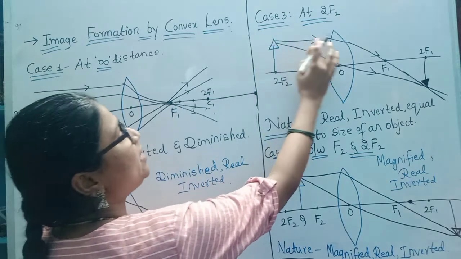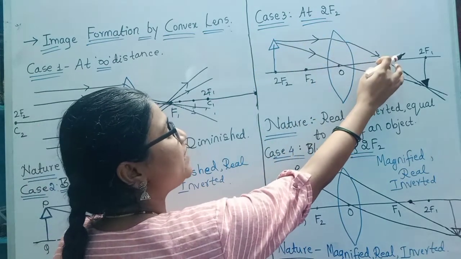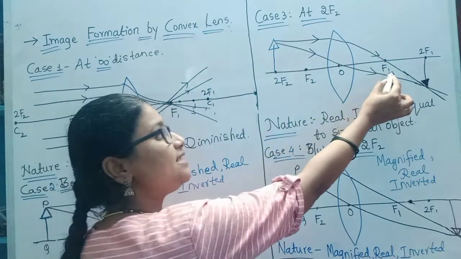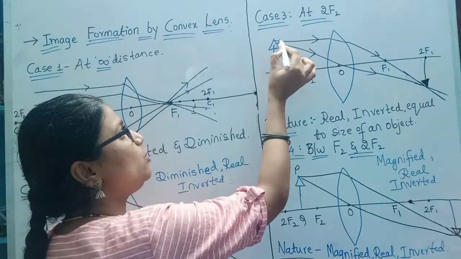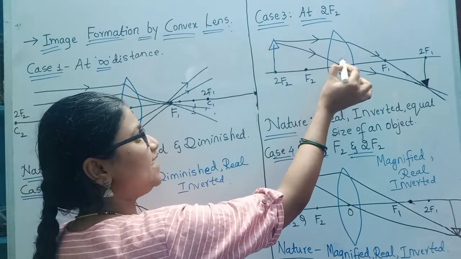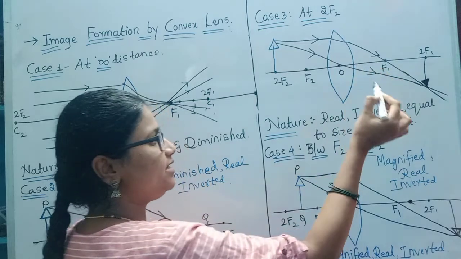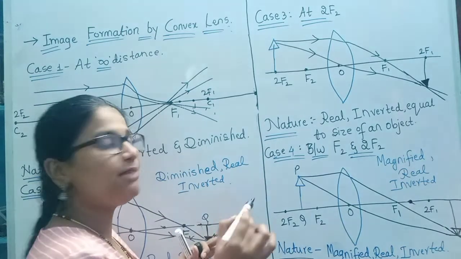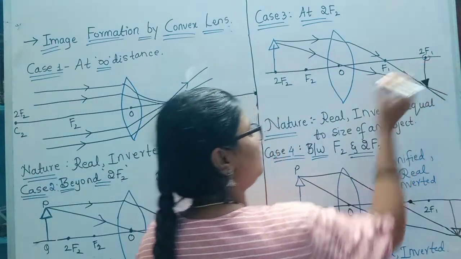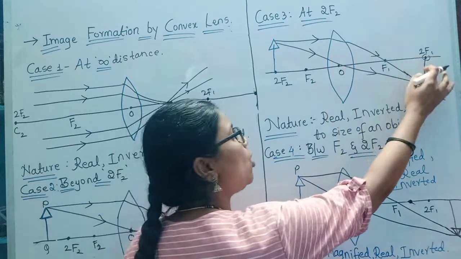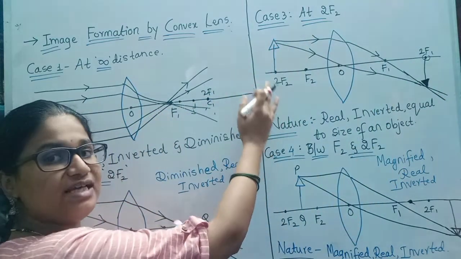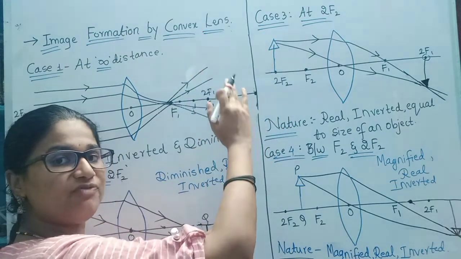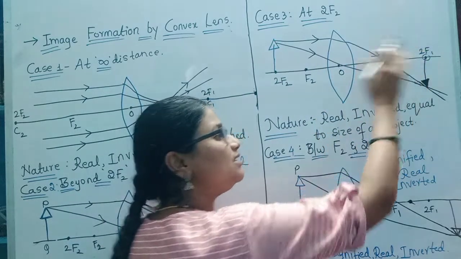The parallel beam of light is passed and meets the principal axis at this point, which is the principal focus. I consider it as f1. Next, one more ray passes through the optic center and remains undeviated. Both the refracted rays meet at a point. They will meet at 2f1, which is equidistant from the optic center. When an object is placed at twice the focal length on one side, the image will be formed at twice the focal length on the other side.